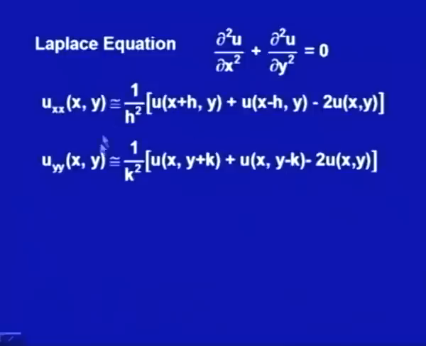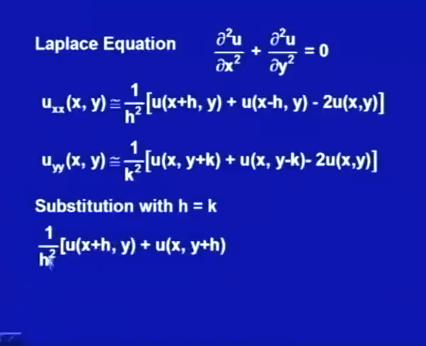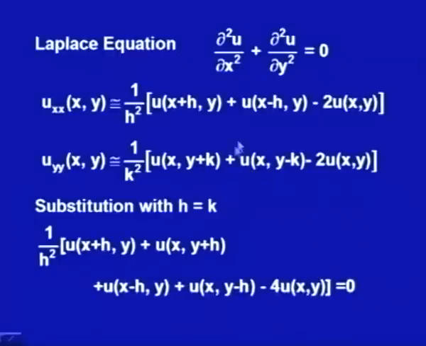Now, at the first stage, for the x axis we have taken the difference as h and for y we have taken the difference as k. Now, if I take both the differences the same, that is h and k as the same constant, then this equation we could change as 1 upon h square times u(x+h, y) plus u(x, y+h) plus u(x-h, y) plus u(x, y-h) minus 4u(x, y), and this is equal to 0.